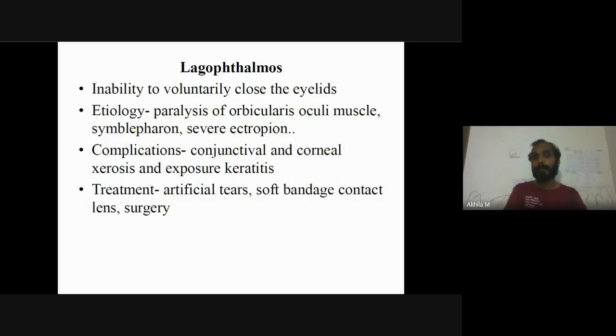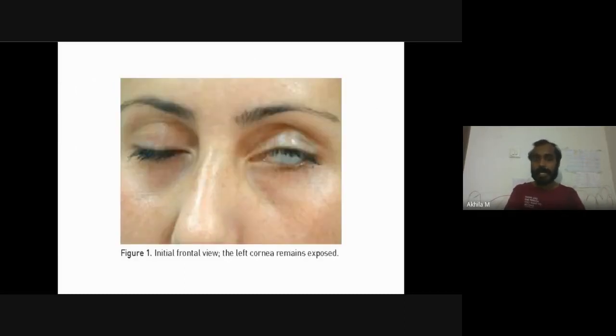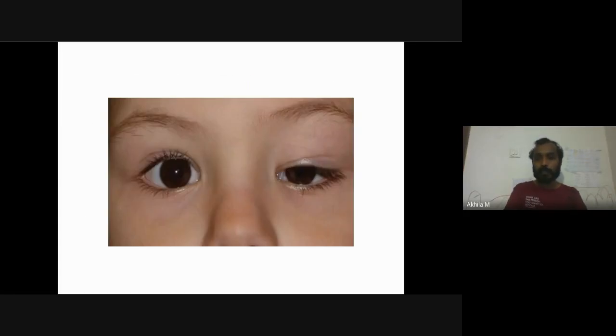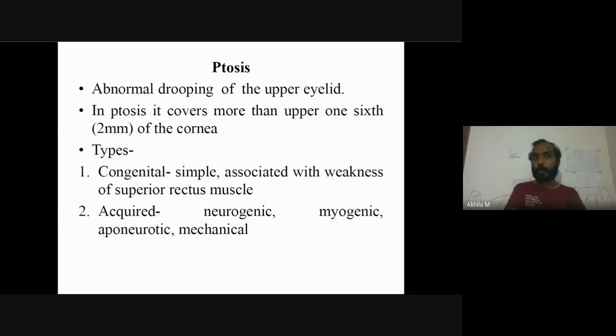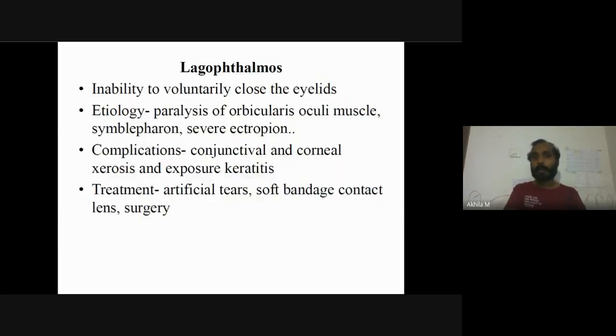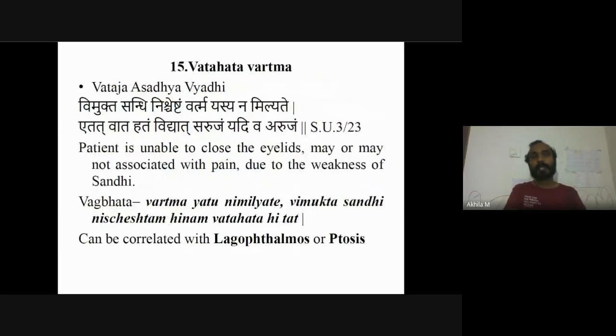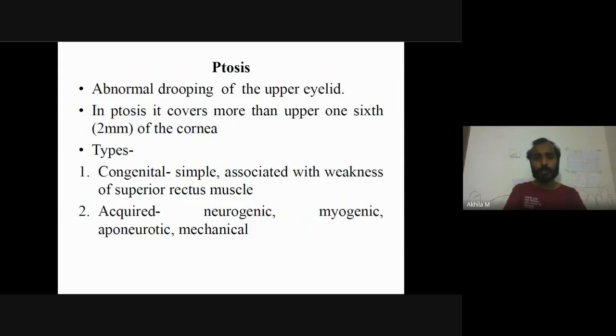in lagophthalmos, the patient cannot voluntarily close the eyelids. That is the difference. From this picture, you can get an idea of lagophthalmos. From this picture, you can get an idea of ptosis. So according to the condition of ptosis and lagophthalmos, we can correlate with Vatahata Vartma. Vatahata Vartma is an Asadhya Vyadhi, a Vata disorder. So that can be correlated with lagophthalmos or ptosis.